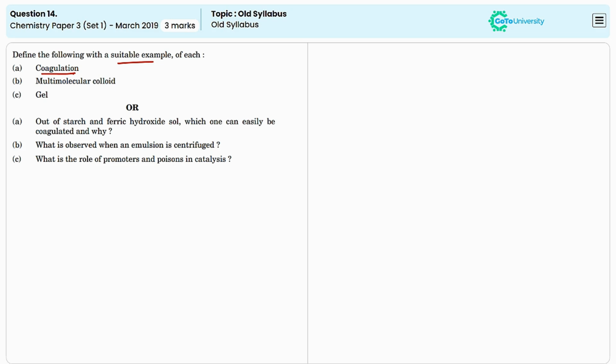It will neutralize the charge on the colloidal particles, causing them to clump together. For example, when an electrolyte like aluminum sulfate is added to a colloidal suspension of clay in water, the clay particles coagulate and settle out of the solution. The second one is multimolecular colloid.